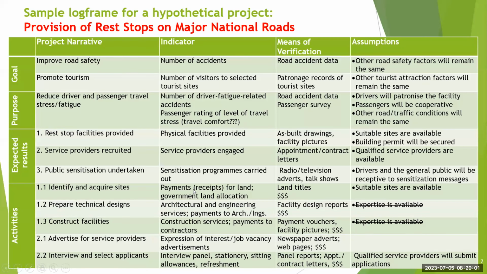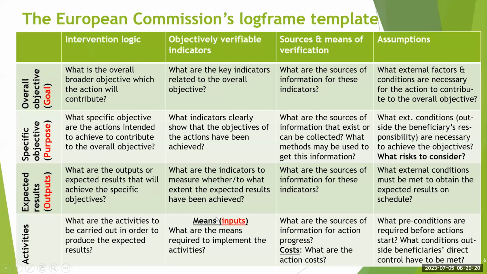Then when it comes to the activities, it is about the inputs. At this point, the emphasis is not the indicator, but the inputs, what should go into getting the activity done. Of course, if you are going to identify and acquire a site, some payments will have to be made, or maybe some government land might be allocated. And as I showed from the previous slide, you state the inputs, and then you would want to also indicate some kind of sources of information to show that, yes, this activity has been done, to measure progress, and then indicate the cost that will be associated with that.